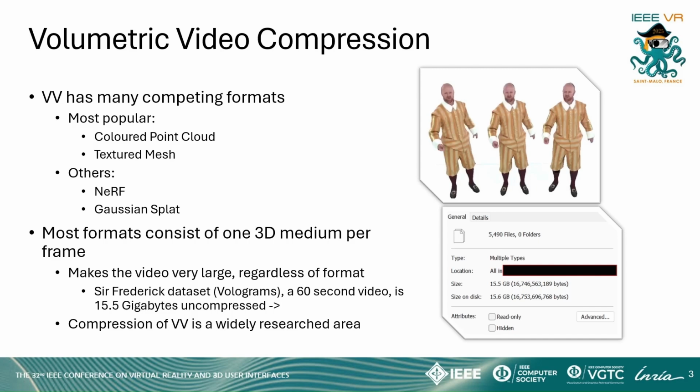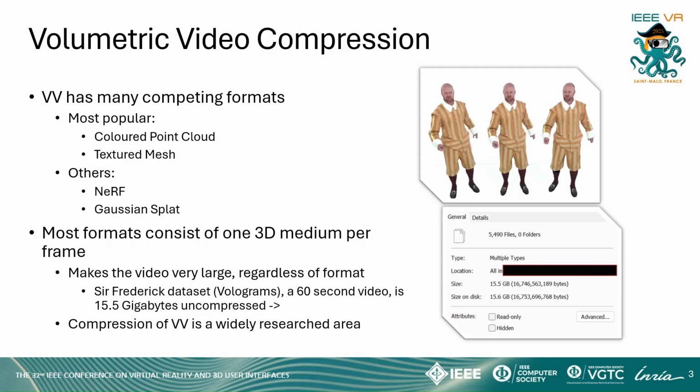Now, volumetric video has many competing formats, the most popular of which are colored point clouds and textured meshes. There are other formats such as NeRFs and Gaussian splats, however, these are less popular than the previous two. Most formats consist of just one 3D medium per frame, and this makes the video very large. For instance, the Sir Frederick dataset, seen on the right, is a 60-second video that comes to 15.5 gigabytes when uncompressed. And because of the size of these videos, the compression of volumetric video is a widely researched area.